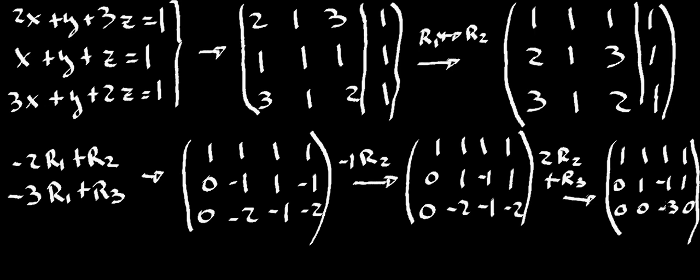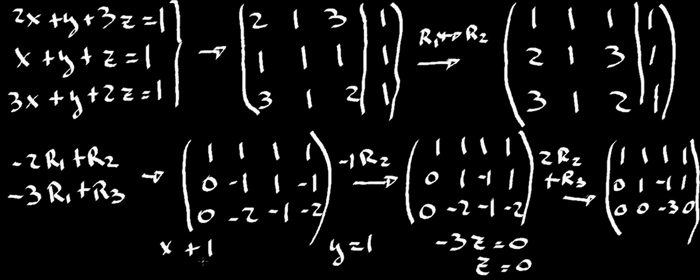We only have one value in the last row, so we can now solve for z. Just looking at those values there, we get that minus 3 times z equals 0. Therefore, z is equal to 0. Then we go into the second row, y minus z equals 1, which means y equals 1. And then we substitute into the first row that says x plus y, but y is equal to 1, plus z, which is 0, equals 1, which means x is equal to 1 minus 1, 0. And this is the final answer: 0, 1, and 0.